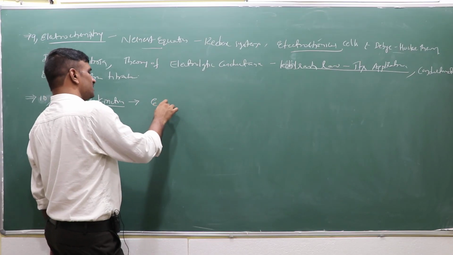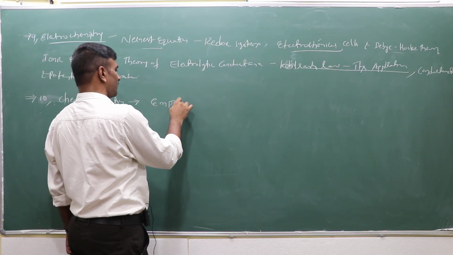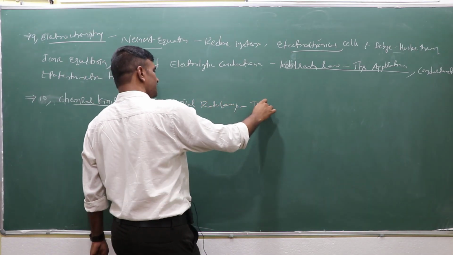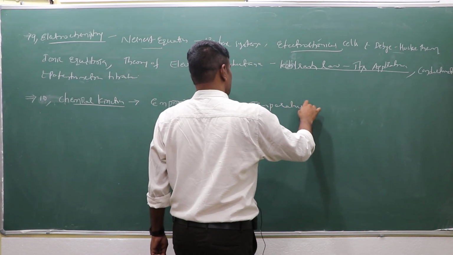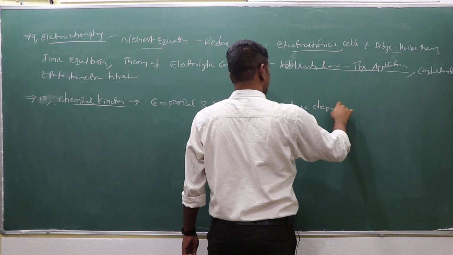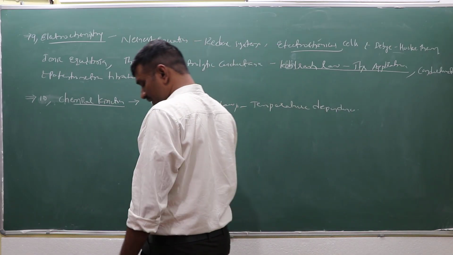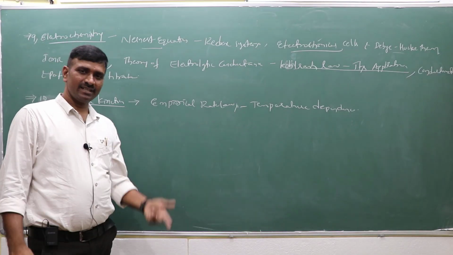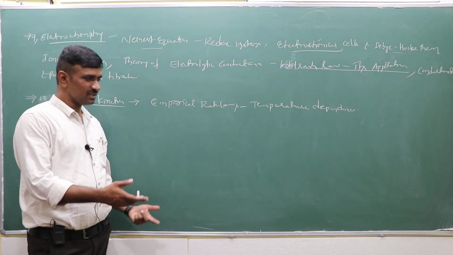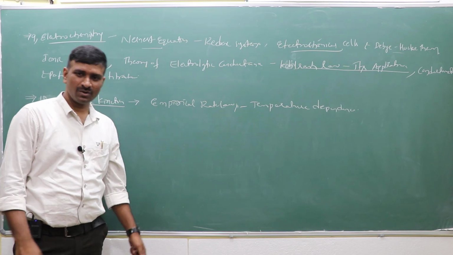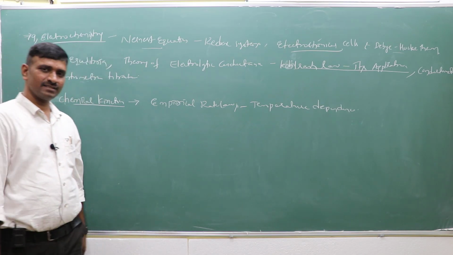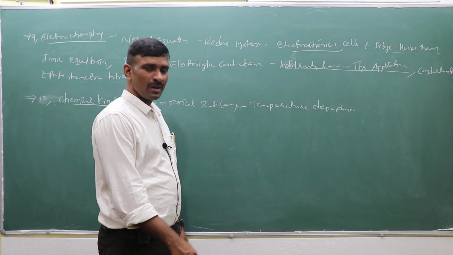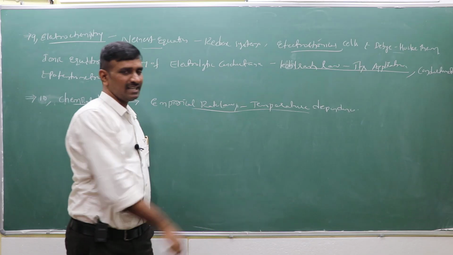Empirical rate laws and temperature dependence. In this particular point of empirical rate laws and temperature dependence, it means what is rate, what is order, what is molecularity, what are first order reactions, second order reactions, third order reactions, and temperature dependence, what are the Arrhenius equations. All those may be covered in this area.